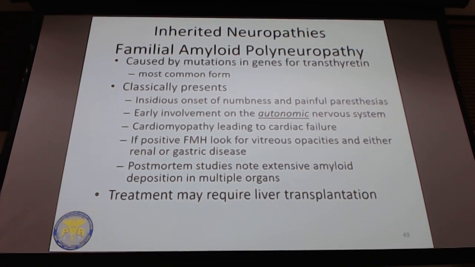But again, this happens automatically, not autonomically, but I guess both. So again, this is a systemic disease. You can see there at the bottom, treatment may require liver transplant, right? So this is a serious disease process. They may come in with some neuropathy as well. If we don't ask about their history or look in their history, they may have familial amyloidosis or something like that.